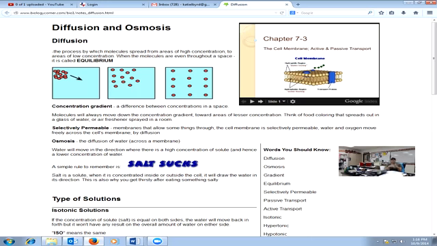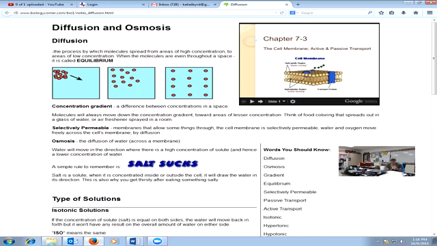Remember, diffusion is passive. I say passive, I guess you can have, no, I think diffusion is always passive. It just moves from an area of high concentration to low concentration. Okay, so look, concentration gradients, that's the difference between concentrations in a space. So that's just the difference between the two.